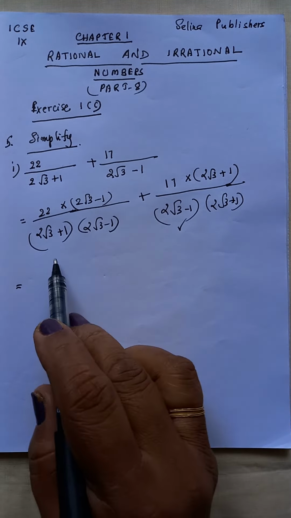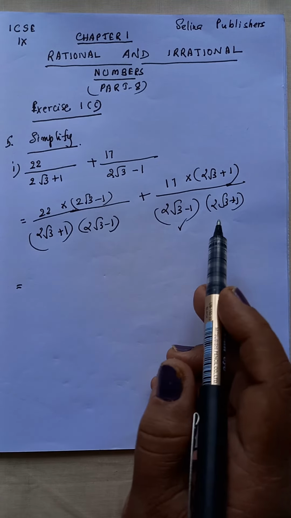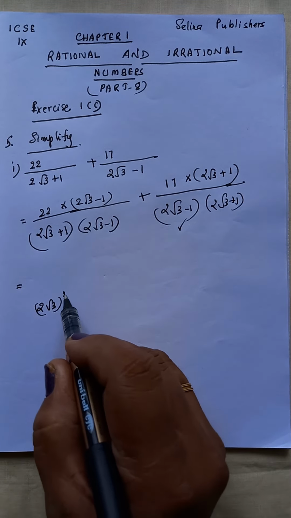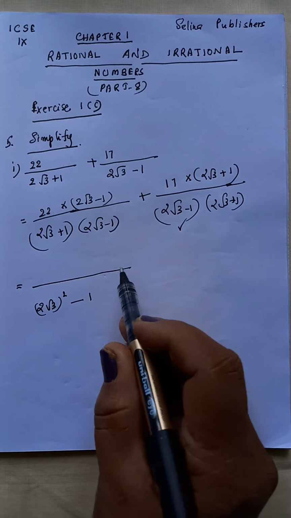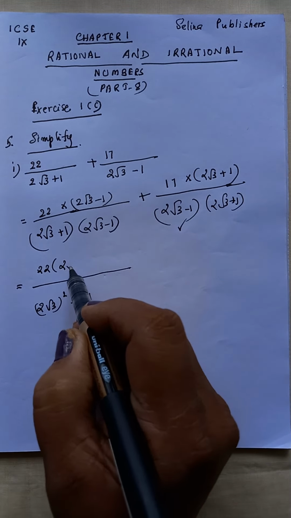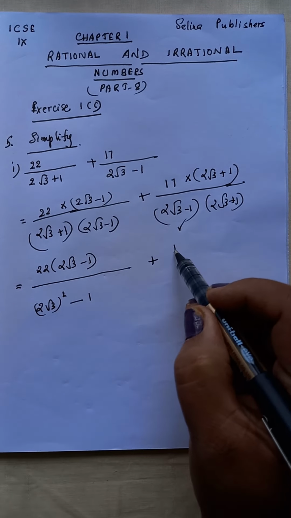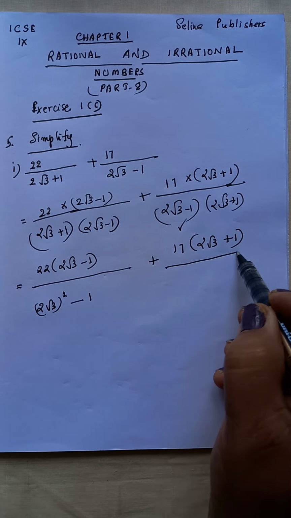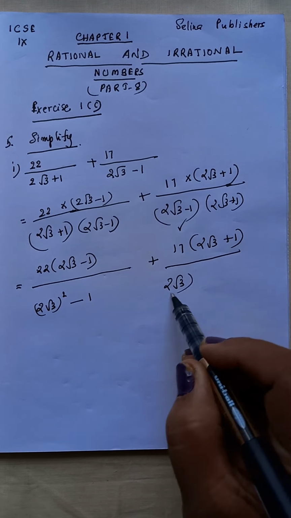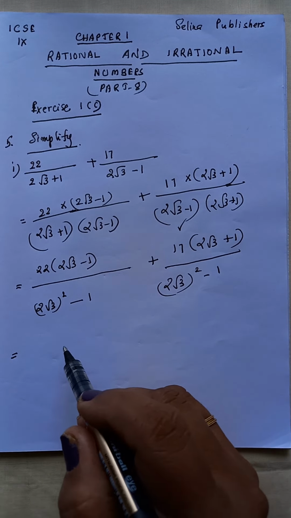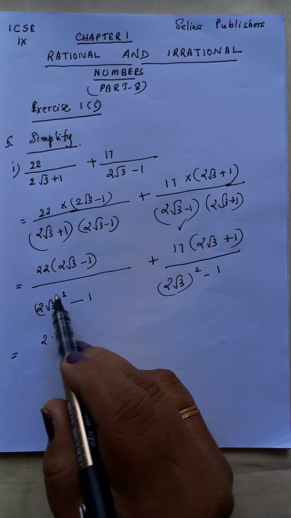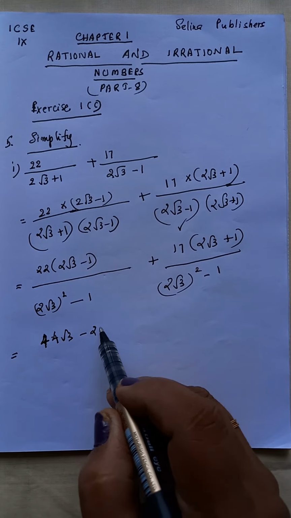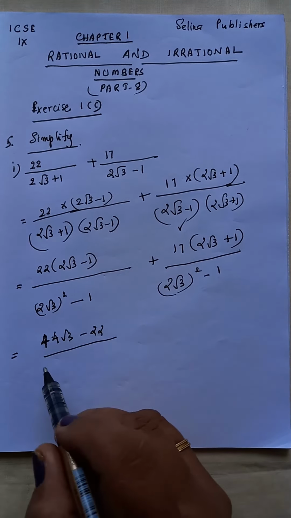This is equal to, here the denominators are in the form a plus b into a minus b. So a square minus b square. So 2 root 3 square minus 1 square is 1 itself. Then 22 into 2 root 3 minus 1 plus 17 into 2 root 3 plus 1 divided by 2 root 3 square minus 1. This is equal to 22 into 2 root 3 is 44 root 3 minus 22 into 1, that is 22, divided by 2 square is 4.